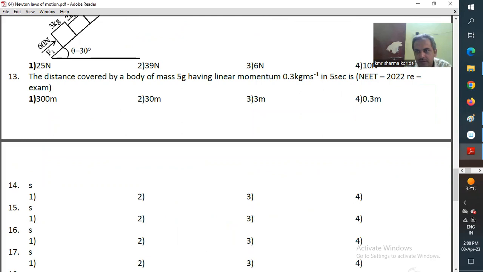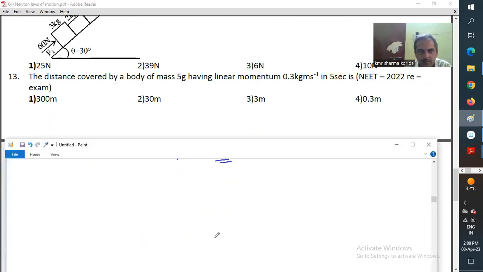So this is given in the NEET re-exam. Moving to the last question. This is given in the re-exam, which you sent us, NEET 2022 conducted again. The distance covered by a body of mass 5 grams having linear momentum 0.3 kg meter per second in 5 seconds is. So distance you need to find out.